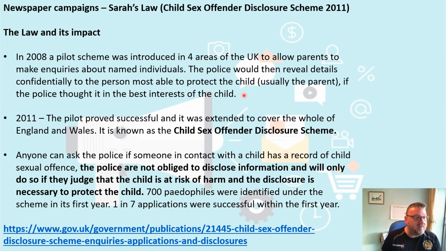So in reality, anyone can ask the police if someone in contact with a child has a record of a child sex offence, but, and this is the key bit, the police are not obliged to disclose information and will only do so if they judge that the child is at risk of harm and the disclosure is necessary to protect the child. Since it's been introduced, in the first year, 700 paedophiles were identified under the scheme following requests, but the average is about 1 in 7 applications were successful. So 1 in 7 the police would actually let people know within the first year.